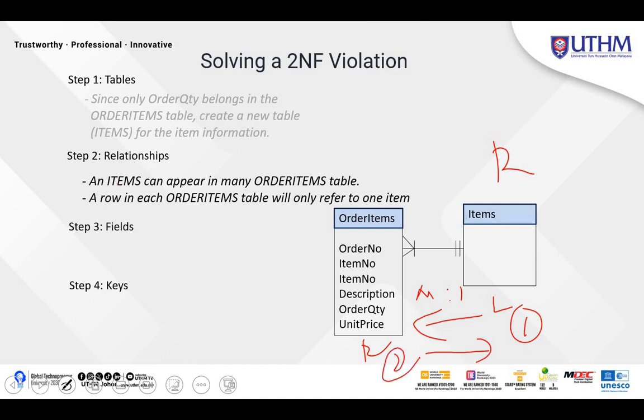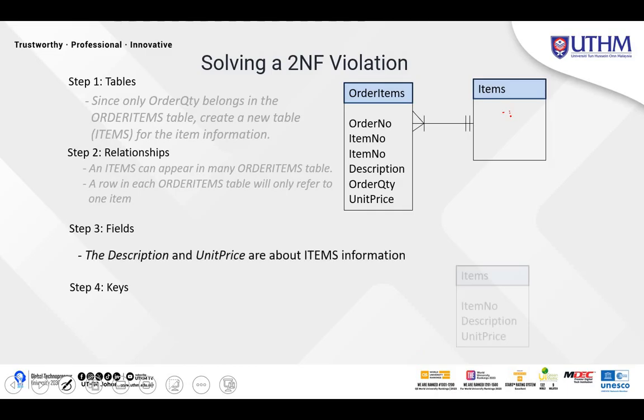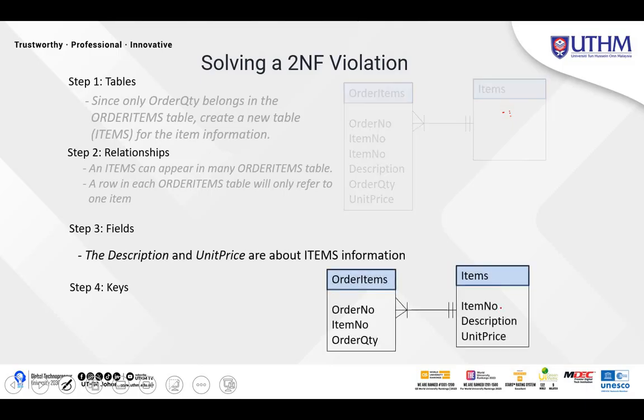Okay, so third step, move the attributes that should be in the item table. So we move item number, description and unit price into the item table. Third step done. First step, split the table. Second step, create the relationship. Third step, move the attributes. And fourth step, again, create the foreign key and primary key constraints.